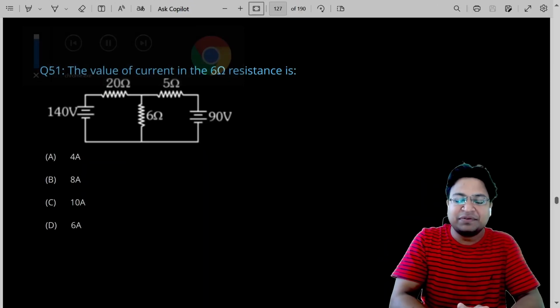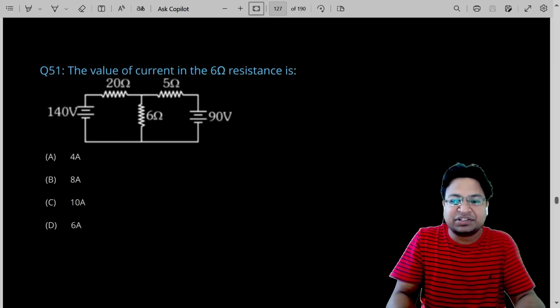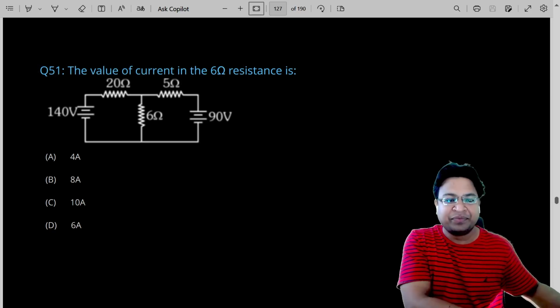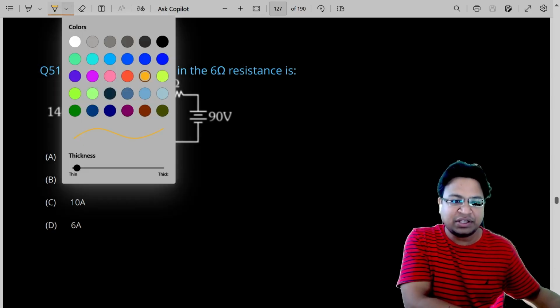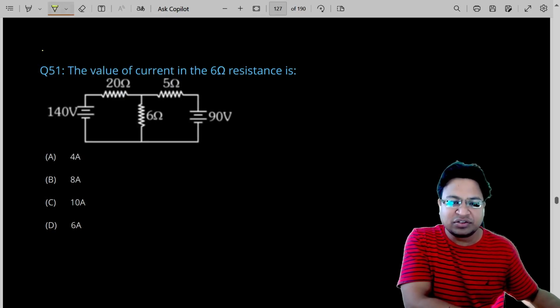Hello dear students, my name is Vikas Agarwal and I am discussing the physics section of JMMT-08. Let's begin. So the first question here says that the value of the current in the 6 ohm resistor is.